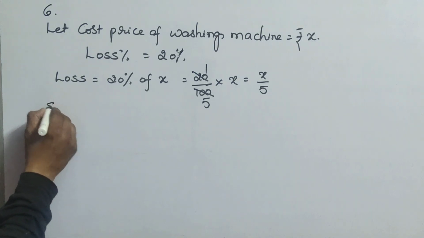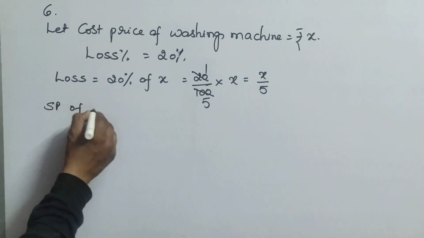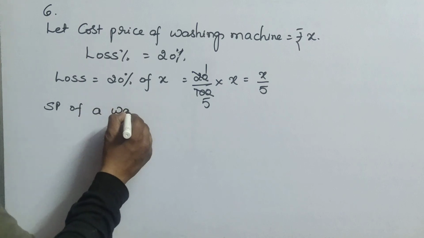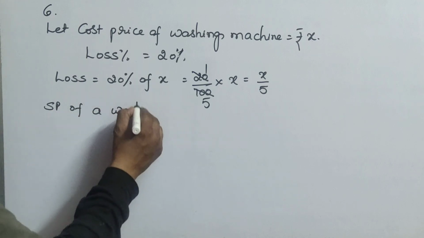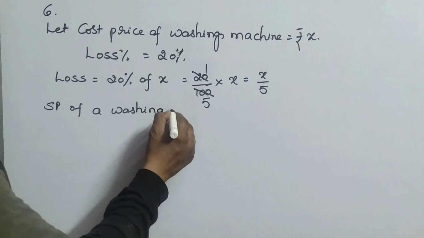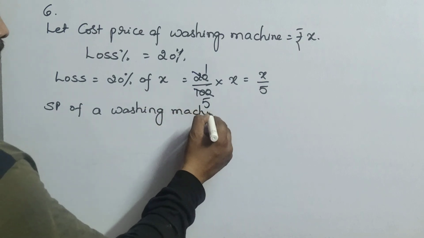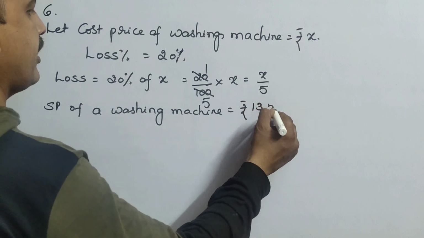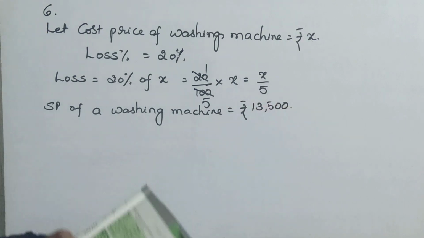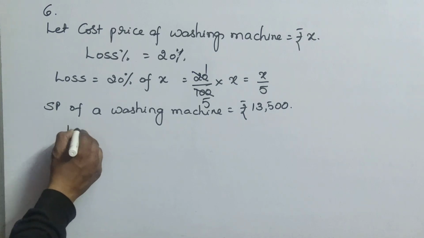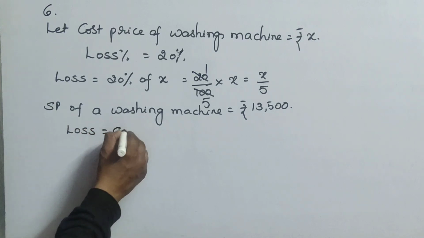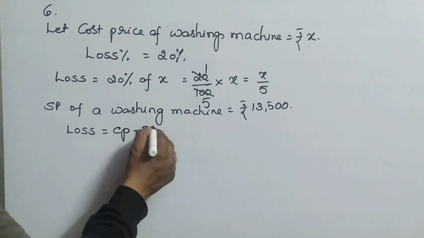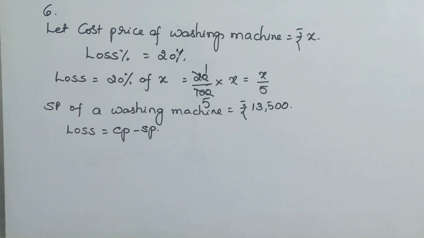But actually, what is the selling price of the washing machine? Selling price, SP we can write as a shortcut, no problem. Selling price of the washing machine equals, that is given, 13,500 rupees. Is it right? Yes. Now, you know the formula, loss equals CP minus SP.